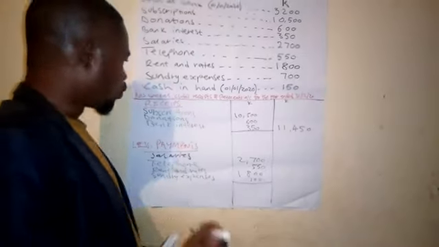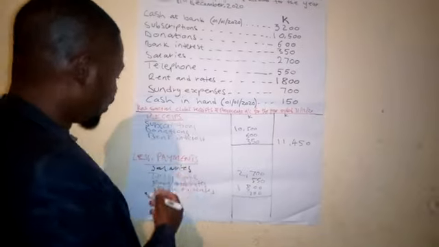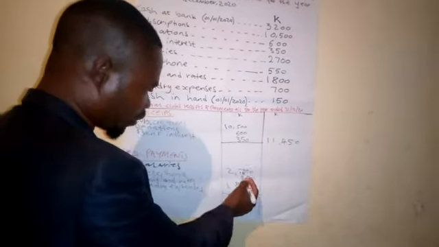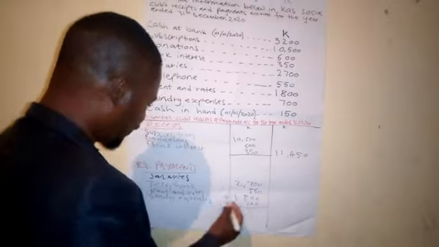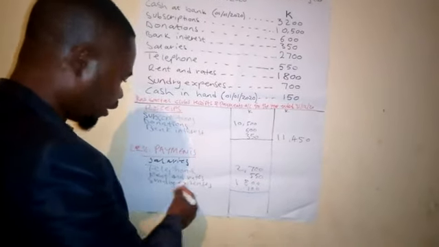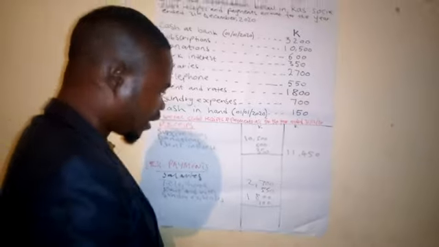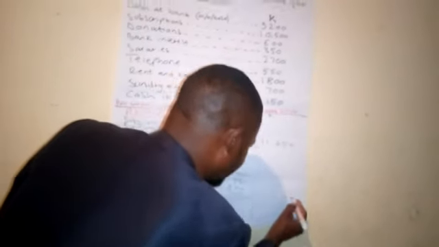Right? So we continue. You write less payments. From what we have there, we have salaries, which is 2,700. Then telephone, we have 550. Then rent and rates, 1,800. Then sundry expenses, 700. So let's find the total for the payments.